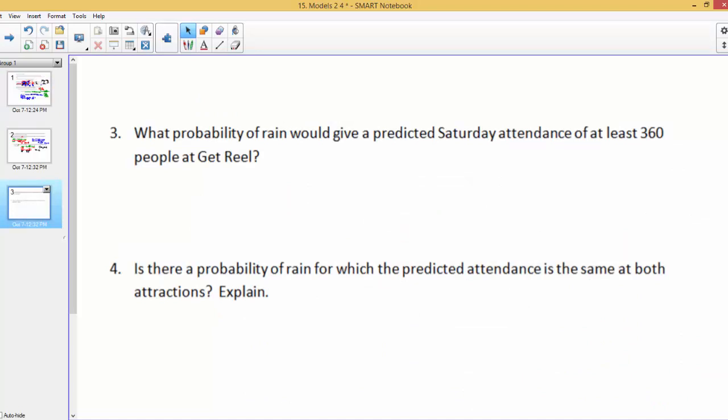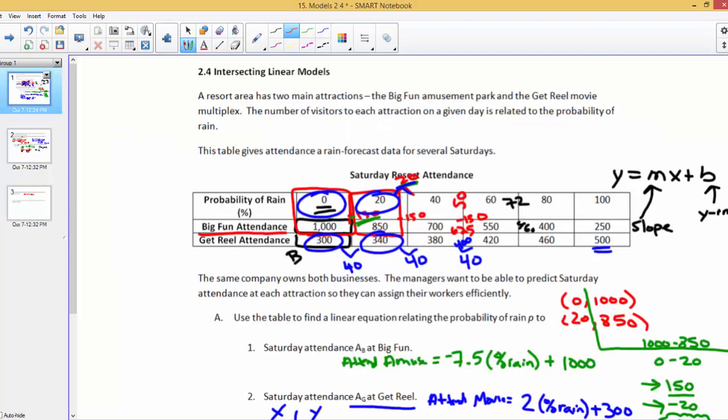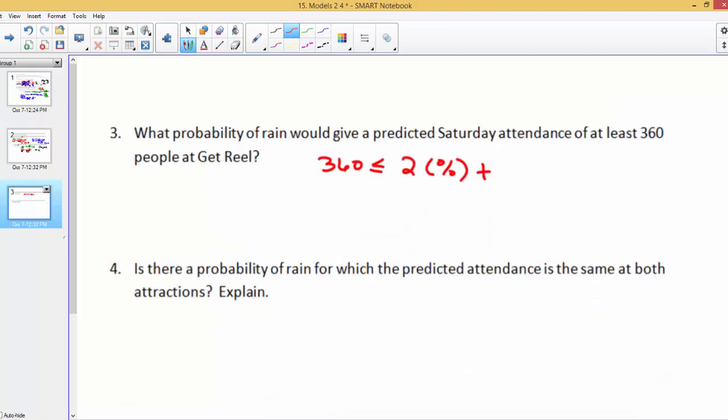If at least 360 people were at the movies, at least 360, so that means that 360 is less than or equal to 2 times the percent plus, I keep forgetting that number, 300. So we're going to solve this. You solve it the exact same, you just keep that inequality there. So subtract 300. 60 is less than or equal to 2 times the percent.